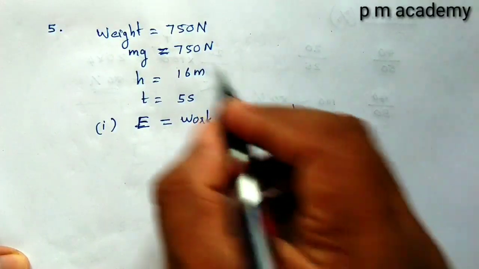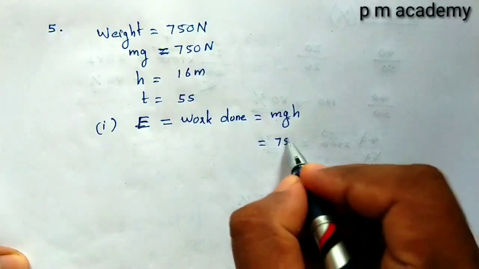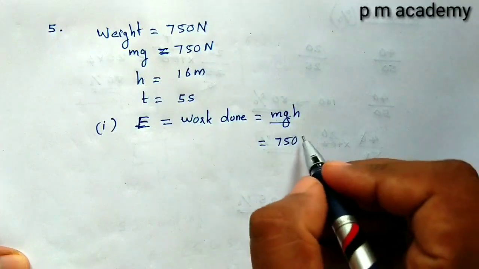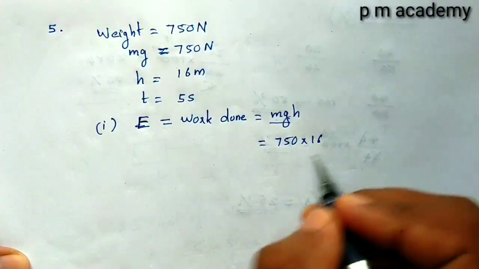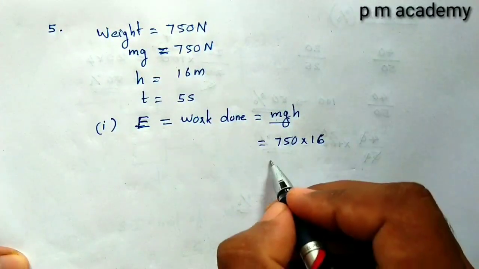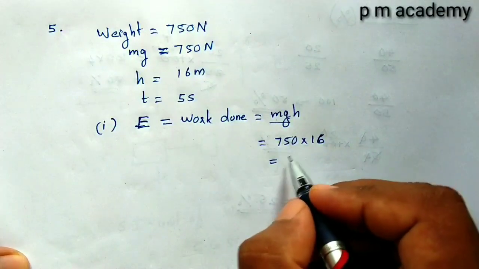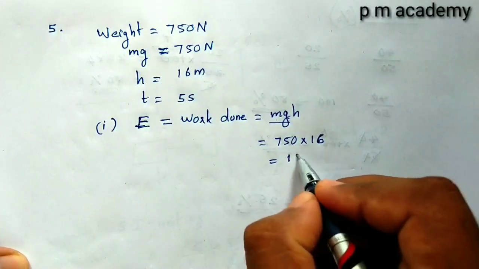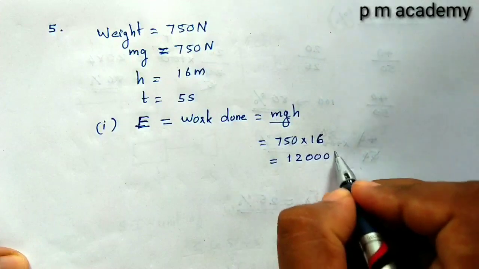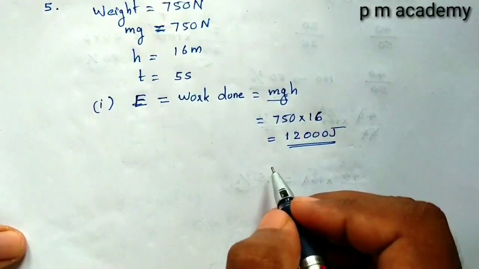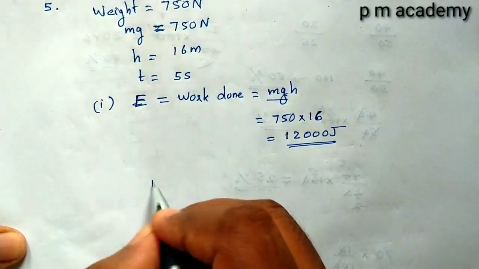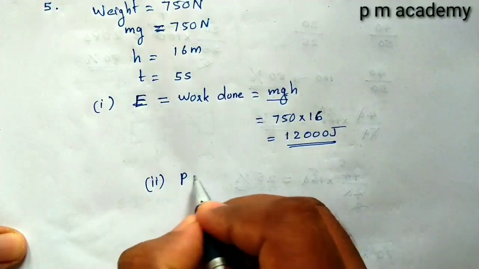If the object is rising to a particular height, the formula for finding work is mgh. Here mg is given. Mg is 750. Instead of mg, we can substitute 750, and the height is 16 meter. That is 750 into 16. If you multiply, you will get the answer 12,000. Okay, then question number 2 is the power.